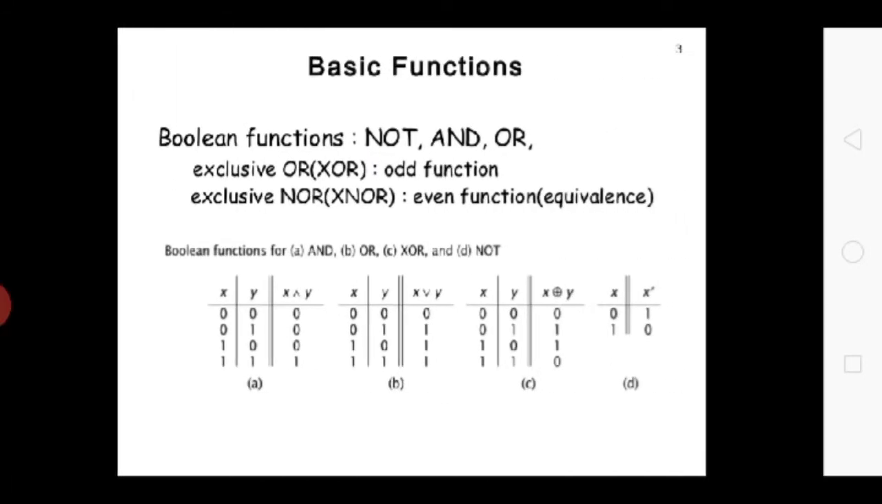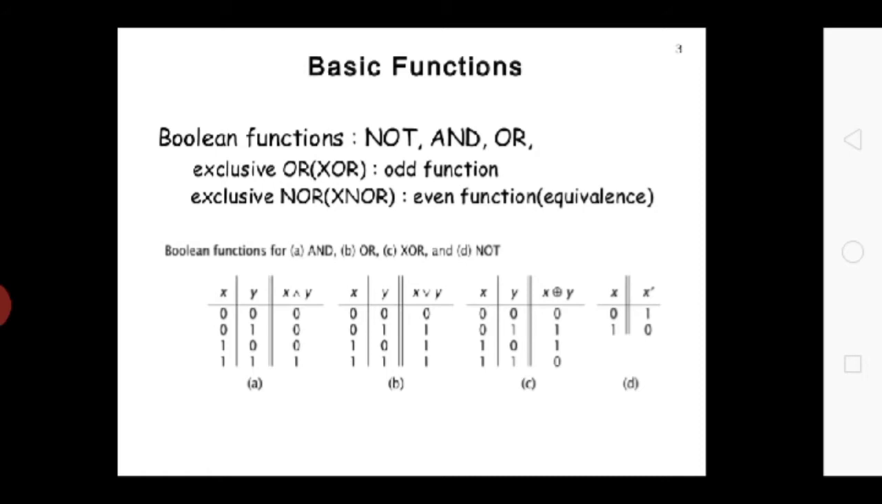Now, first we'll deal with the Boolean functions. When it comes to Boolean functions, we have three types of mathematical operations that can be performed on the Boolean numbers, that means 0 and 1. The first one is AND. AND is nothing but multiplication, OR means addition, and NOT means simply the flipping of the digits.